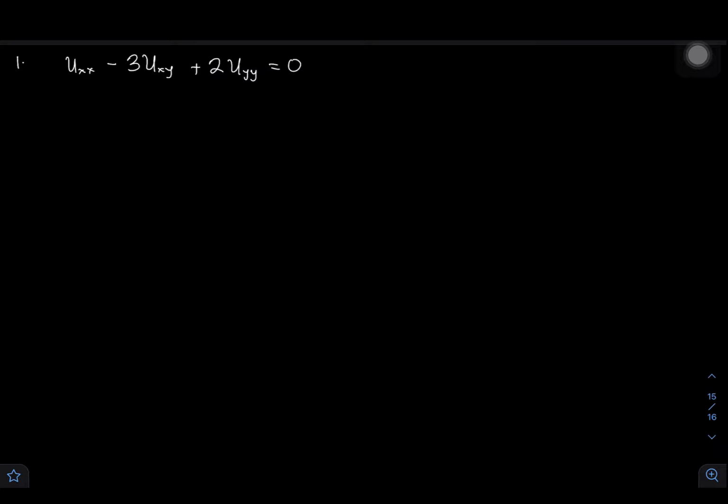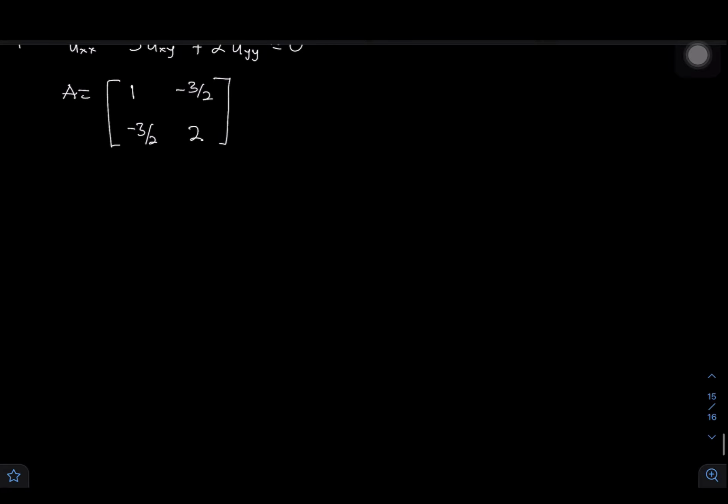If you remember, the first thing we're going to do is write the symmetric matrix out of this. That's going to be A11 is 1, A22 is going to be 2. Now A12 is going to be this entire thing divided by 2, so that's going to be negative 3 over 2 and negative 3 over 2.